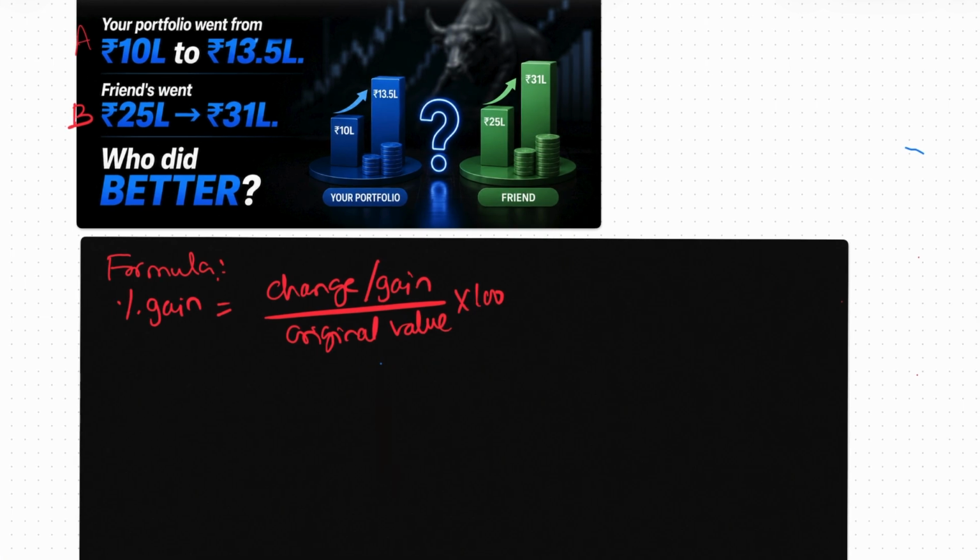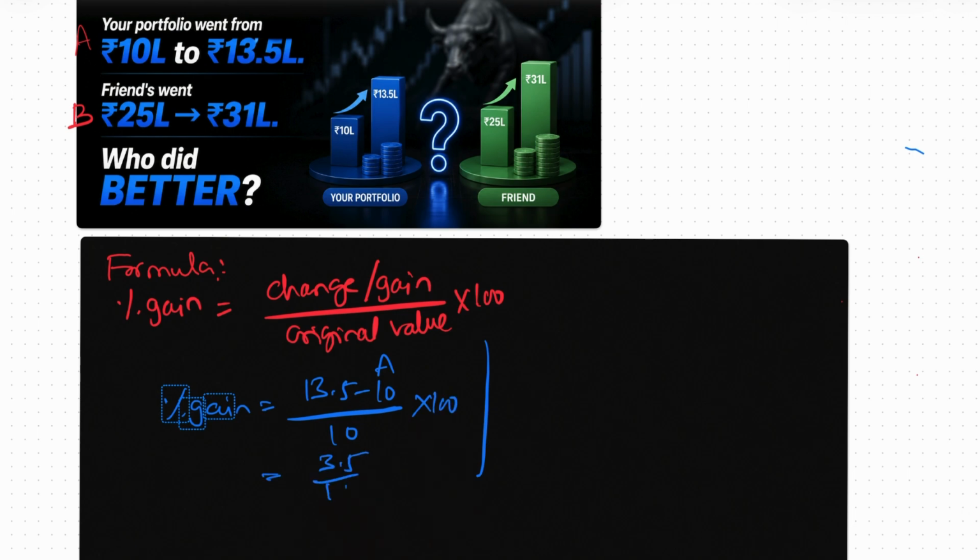Portfolio A, what's the gain, right? So percentage gain is the gain, the change, which is 13.5 minus 10, and the original is 10. So the gain is 3.5 by 10 into 100. So A's percentage gain is 35%.